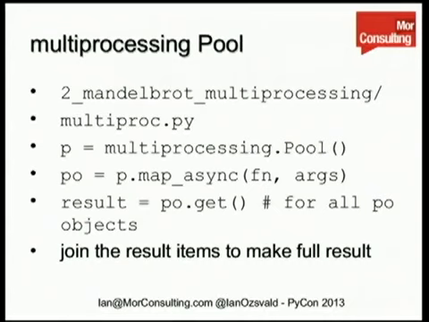And then we'll use map async, giving it a function, that calculate z function, and arguments, giving it the partial items of data that need to be calculated. And then we'll ask po.get, which is a blocking function, to submit all the work out, and then wait for the answers to come back. And then we're going to join the results together by hand. So I'd like you to type along with me.